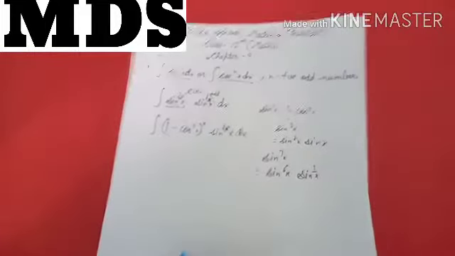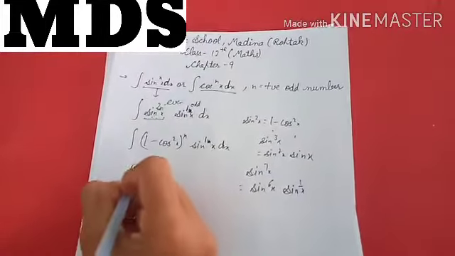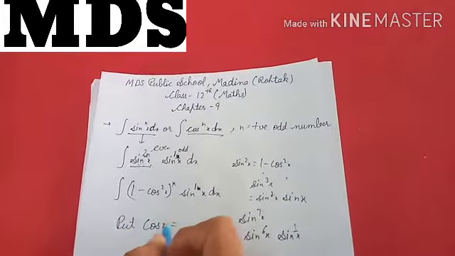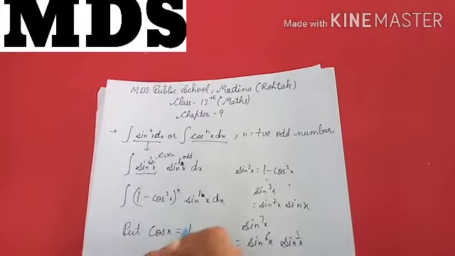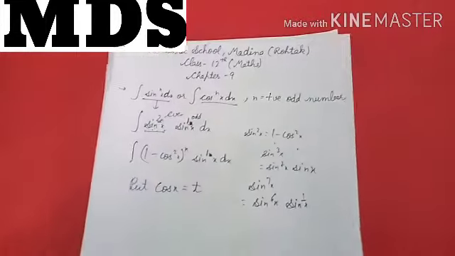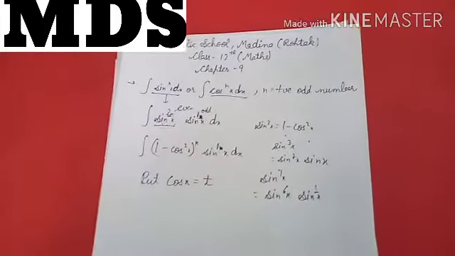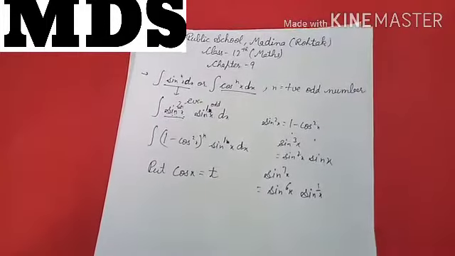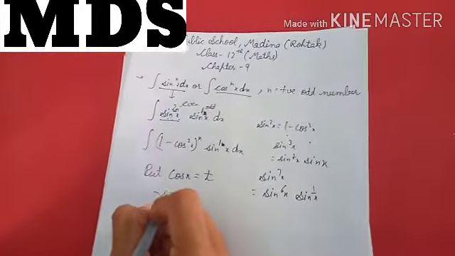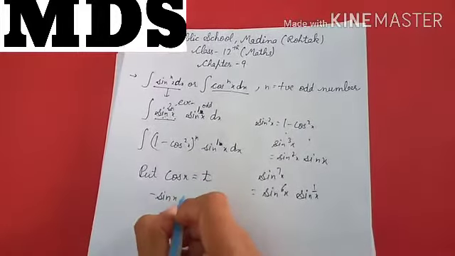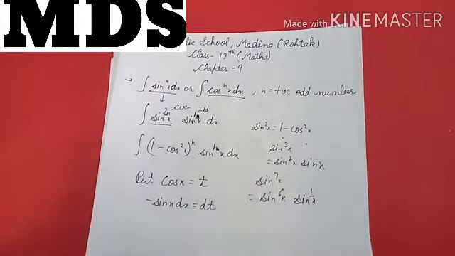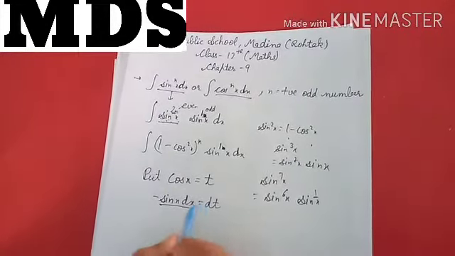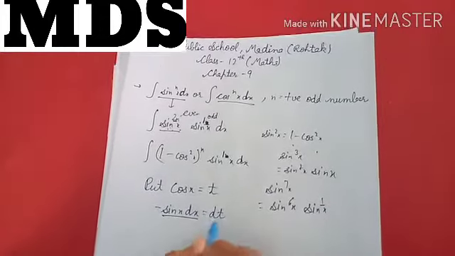Further, how are you going to solve it? We will put cos x as t. Okay, if we put cos x as t, what will we get? We will get minus sin x dx equal to dt. Okay, now we have sin x dx, which we can replace by minus dt.